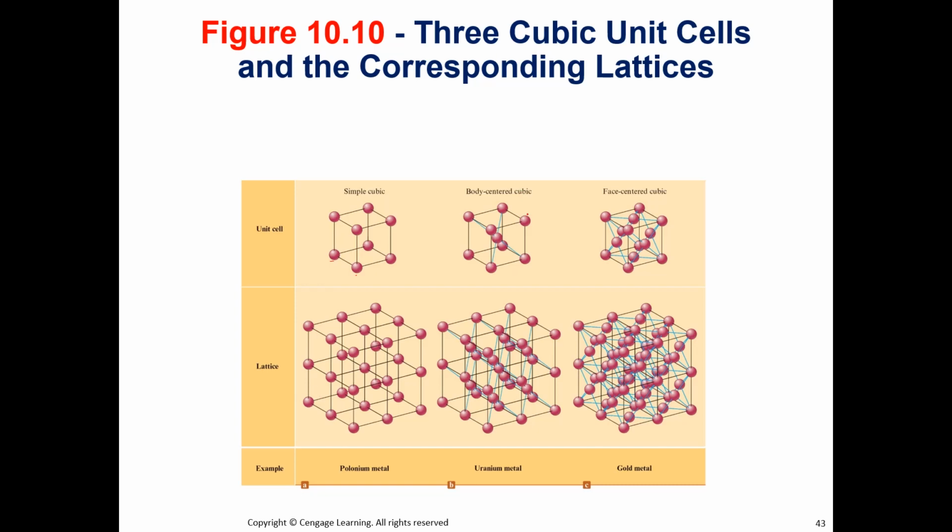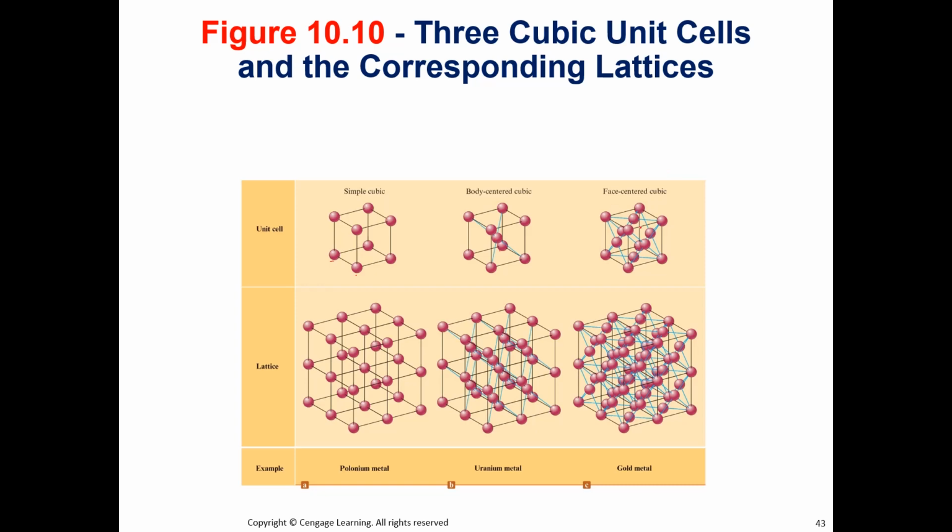The body-centered cubic is similar to the simple cubic in that it has spheres on each corner, but there's also a sphere right in the center of this unit cell. So we have a sphere that wasn't there on the simple cubic. We have this one additional sphere in the middle.